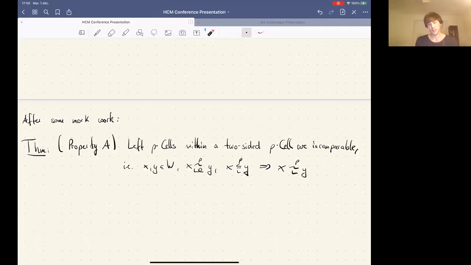And this says that left P-cells within the same two-sided P-cell are actually incomparable. In other words, if you take two elements in our Weyl group that already lie in the same two-sided P-cell and you have a left P-cell preorder relation between them, then they actually have to already lie in the same left P-cell.